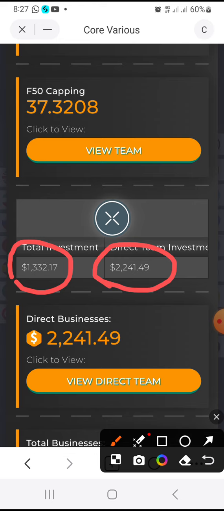3.33% times 1,120.745. You see, it is equal to 37.3208. So the system doesn't care how much you put as investment. The system looks: are you making 2x with your team volume?